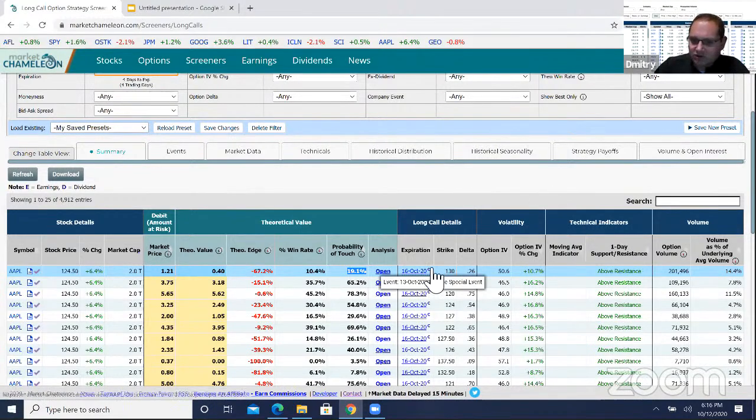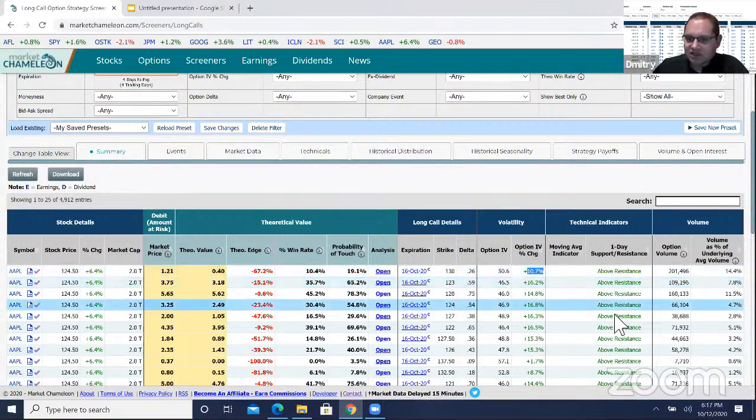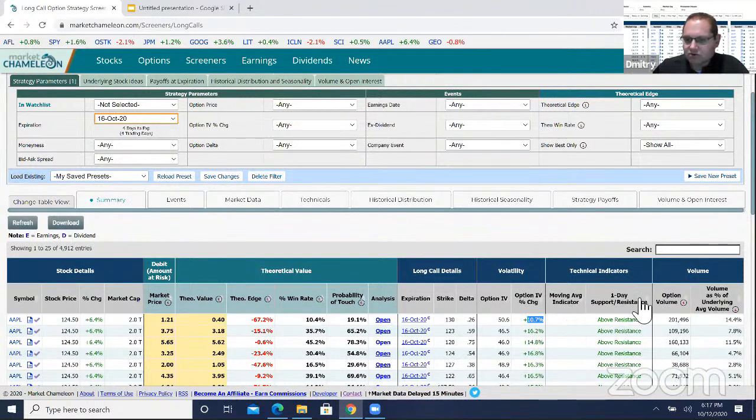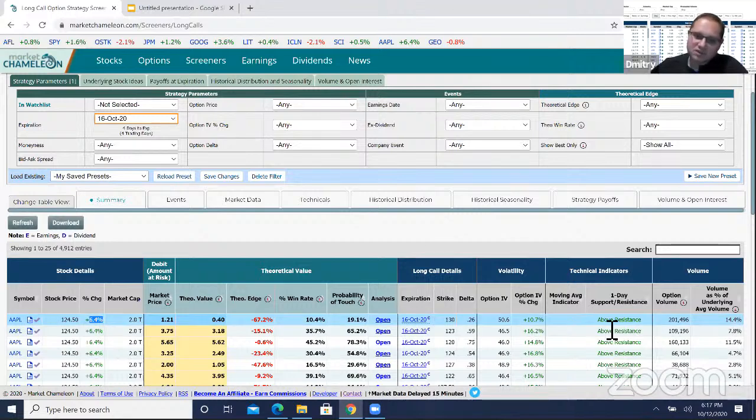Here we see that little C is just indicating that there's a company event coming up. This is telling us the implied volatility of this option, and the implied volatility was up 10.7% today on this option. Here, these are just stock indicators. Based on the moving average, it's not in an uptrend or downtrend, so we're not getting any kind of indicator. But what this is telling us is that today's price move of 6.4%, Apple broke its one-day resistance, basically made more than one standard deviation move to the upside.